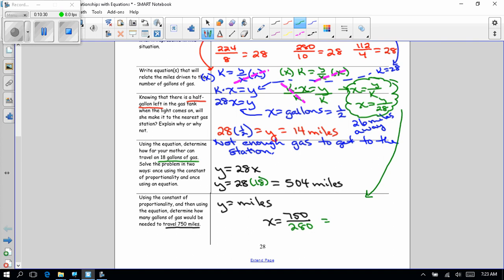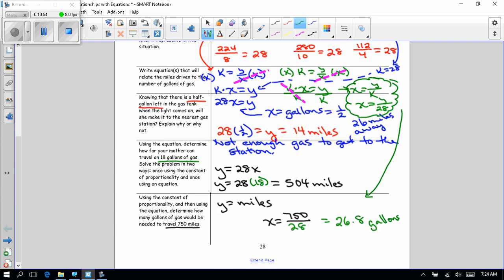750 divided by 28, I wrote 280. Man, I'm having a rough day. All right, 750 divided by 28, and I get 26.8 gallons. I'm going to have to probably go to a gas station because I don't think any cars can hold 26.8 gallons of gas.